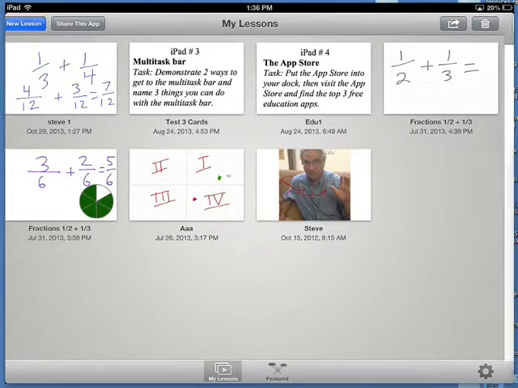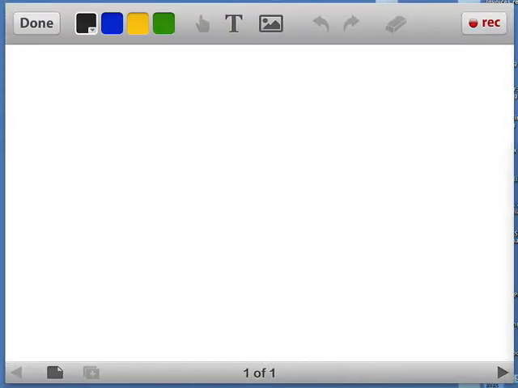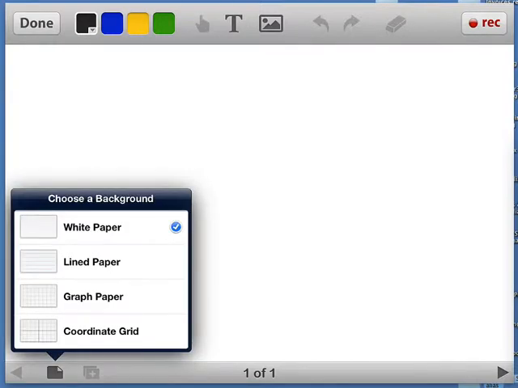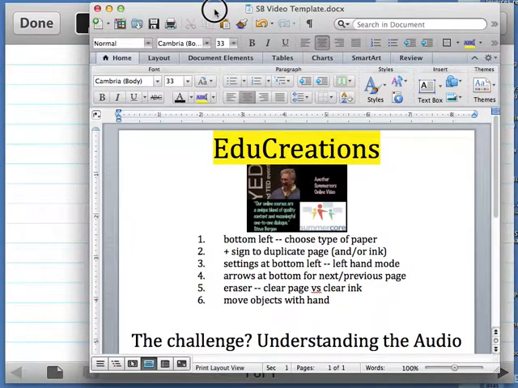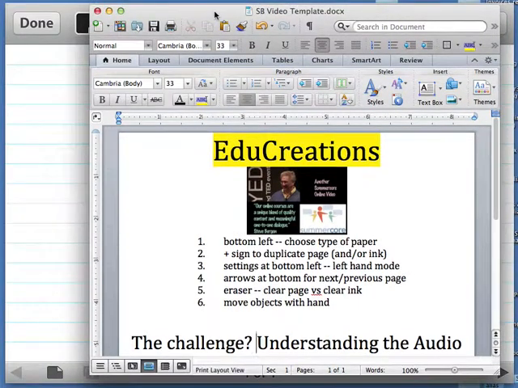So when you make a new lesson, in the bottom left, the second icon from the bottom left lets you choose the kind of paper you want to be writing on. And so that would be line paper. We did the left-hand mode, but it's actually at the bottom right. So sorry about that. That was bottom right. The arrows at the bottom for next previous page we did.